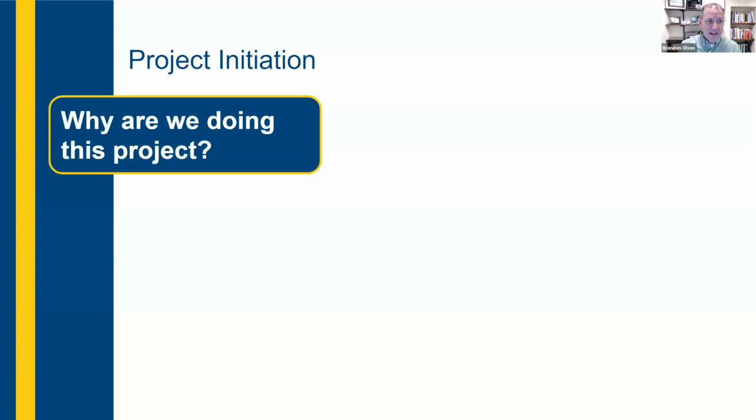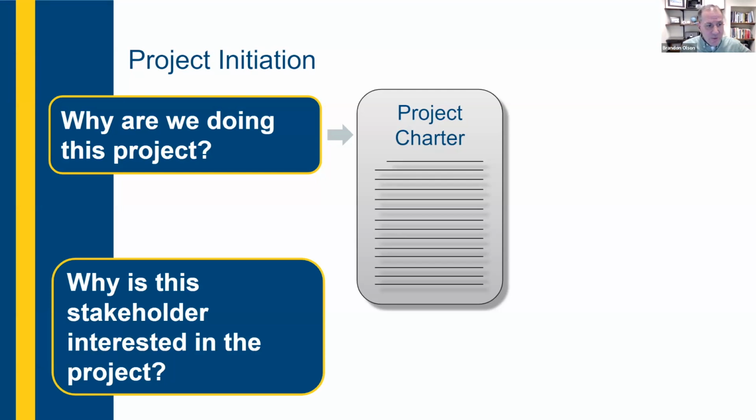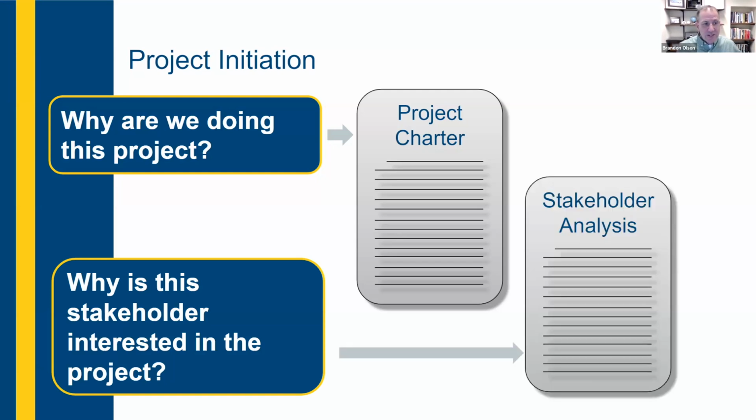So with project initiation, the first question was, why are we doing this project? And that's going to be defined as part of the project charter that we produce at the end of project initiation. In that project charter, we should be identifying all the measures of project success, what our expectations or our goals are for that project. Also in the initiation phase, for each of our stakeholders, we can ask why this stakeholder is interested in the project. We're going to produce the answer to that in our stakeholder analysis. We're going to evaluate our stakeholders and their influence and interest in the project.